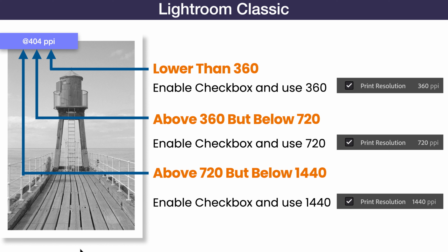If it was above 720 but below 1440, again, I don't want to bring it below because I don't want to throw away this information. I would take it to the next available option, which is 1440. If this was Canon, then it would be 300, 600 and 1200. So just to reiterate, whatever I'm seeing here as the native resolution, I would never go below that value. I would always go to the next value up.